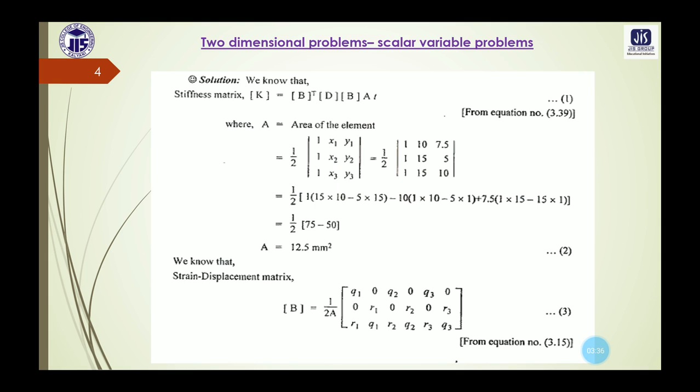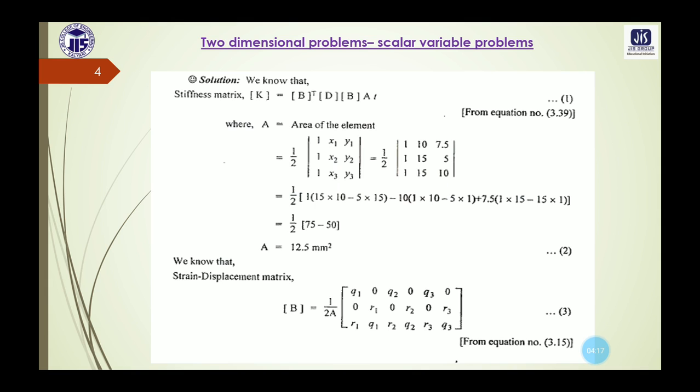That means the value of T, the thickness, is only given in this numerical, and we need to calculate the area, then we need to calculate the B matrix and D matrix. So these are the things that we need to calculate. After that we need to put the values of all these matrices in this stiffness matrix formula, and finally we will be able to calculate the value of the stiffness matrix. So this is the procedure. That means we need to remember the formula for the B matrix, D matrix and the area of the element.